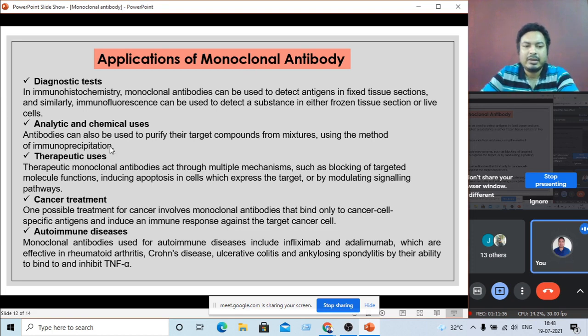The next one, therapeutic use. In the therapeutic use, it is also used. You can see therapeutic monoclonal antibodies act through multiple mechanisms such as blocking targeted molecule functions, including apoptosis in the cells which express the target and by modulating signaling pathway.